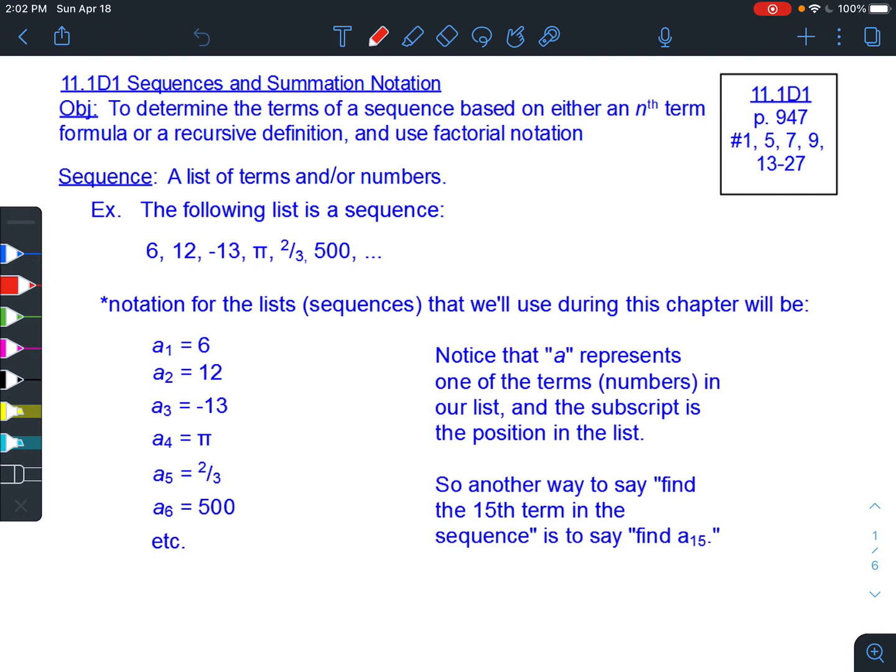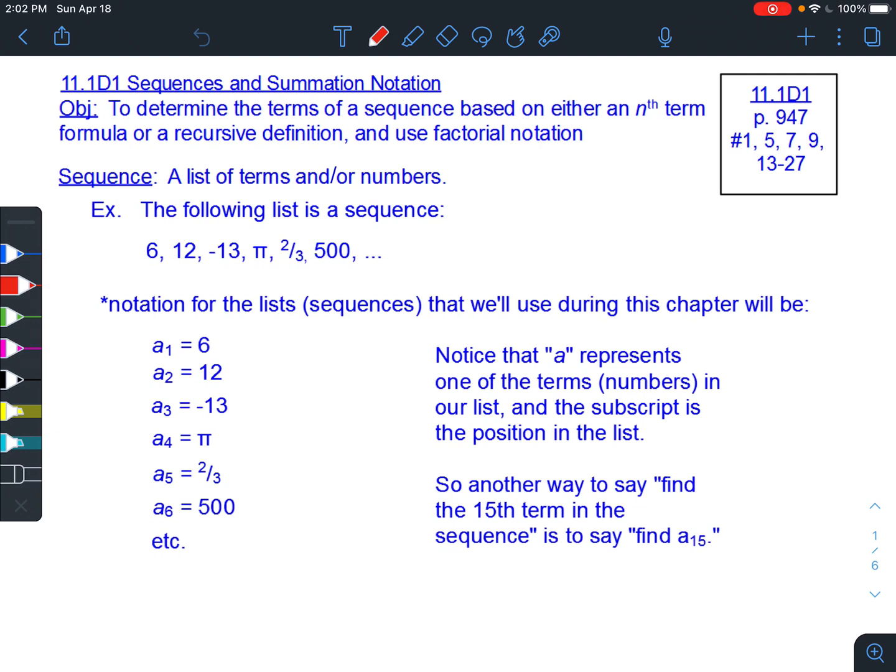Now the notation for the lists or sequences that we'll be using in this chapter will be a sub 1 equals 6. a sub 1 is going to represent the first term, a sub 2 equals 12, and so on. On the right hand side, notice that a represents one of the terms or numbers in our list, and the subscript is the position in the list. So a sub 1 is the first, a sub 2 is the second, etc.